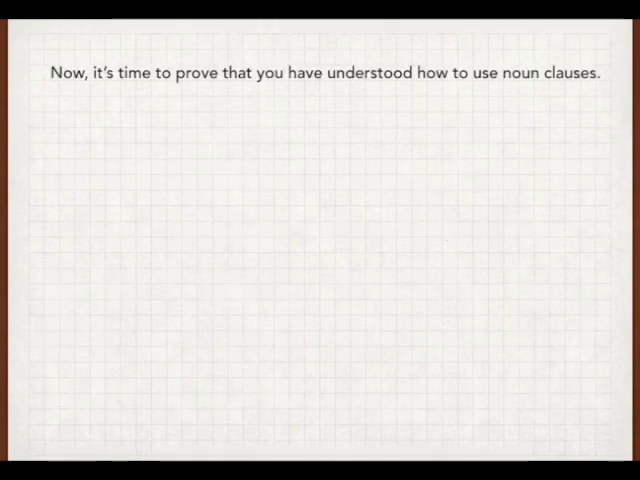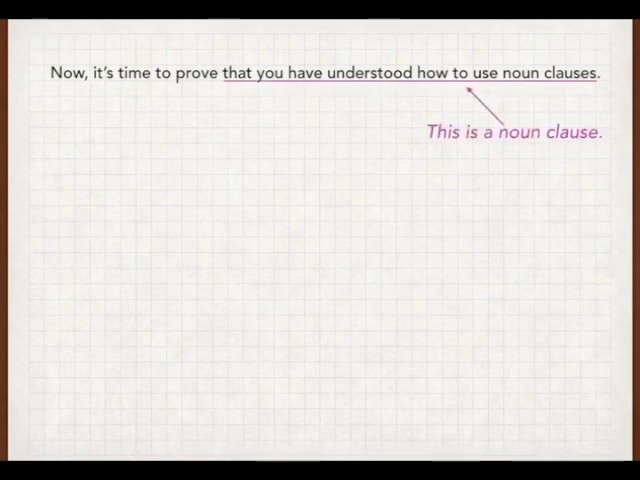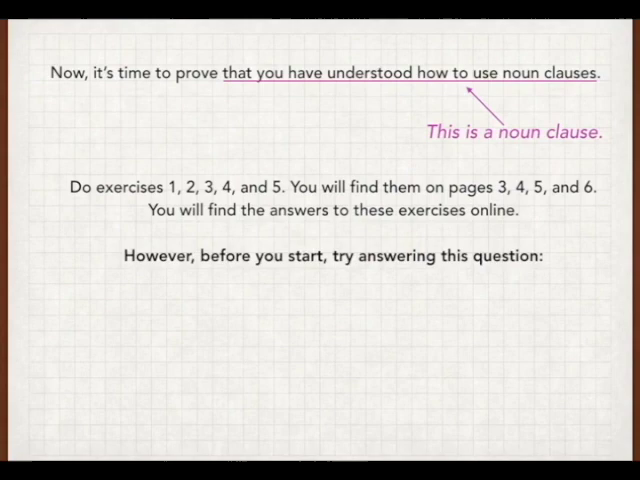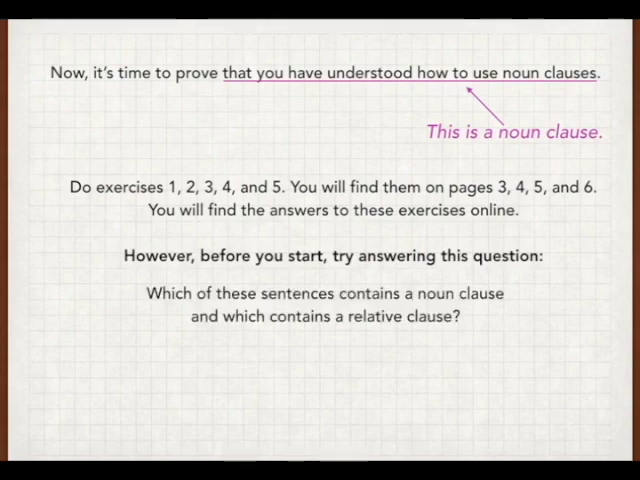Now it's time to prove that you have understood how to use noun clauses. And, by the way, this is a noun clause. So, what do you need to do? Do exercises 1, 2, 3, 4 and 5. You will find them on pages 3, 4, 5 and 6 of Grammar Handout 1. You will find the answers to these exercises online. Now before you start, try answering this question. Which of these sentences contains a noun clause and which contains a relative clause?